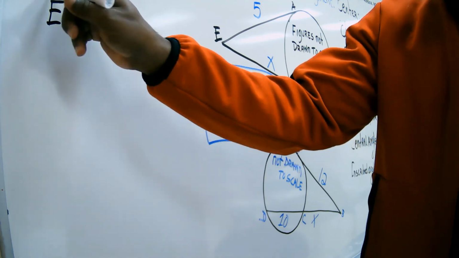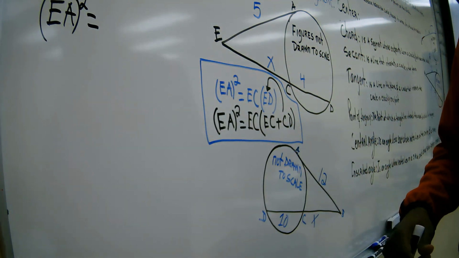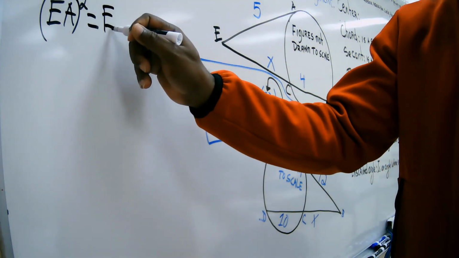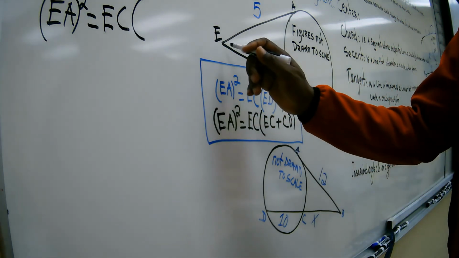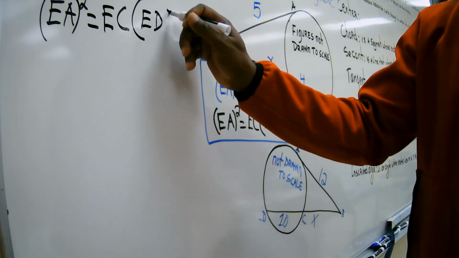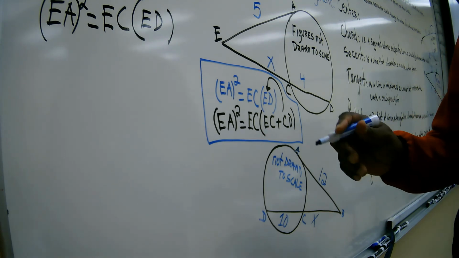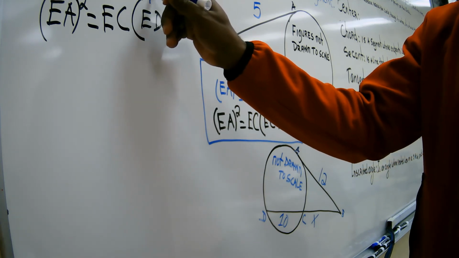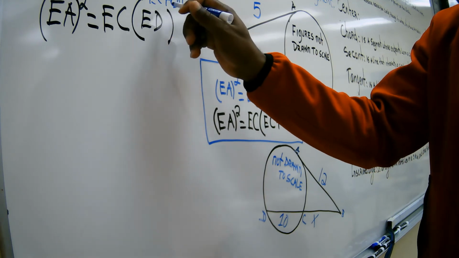EA, and it's going to be equal to the external part of the secant, which is EC, times the entire secant, which is ED. As you know, ED is a segment, so you can use the segment addition postulate. In this case, to find ED, that will be EC plus CD. That will give you that.